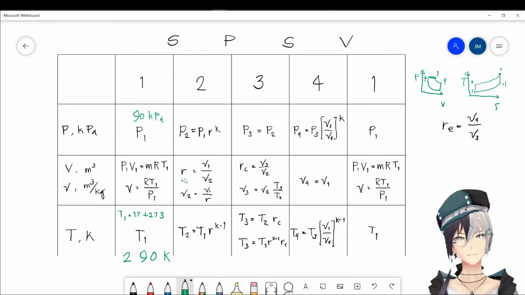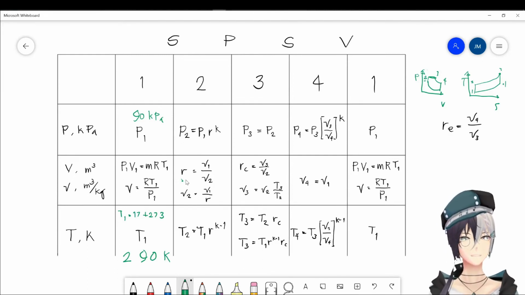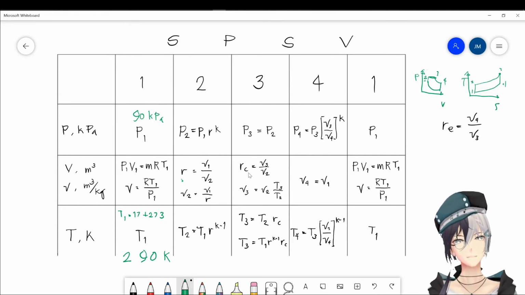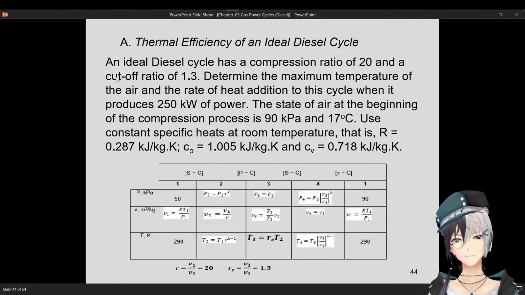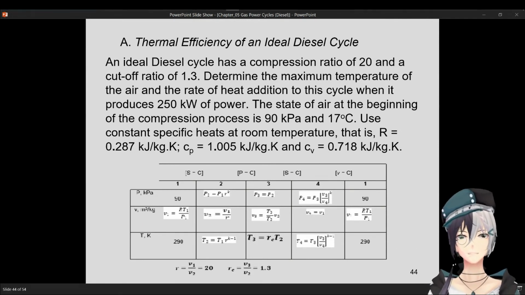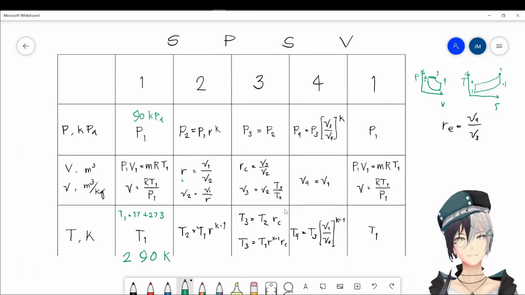So no confusion. Compression ratio is given as 20. Then r sub c, the cut-off ratio, is also given as 1.3. Following this, we now get the answer for the highest temperature in the cycle, and that is temperature 3.